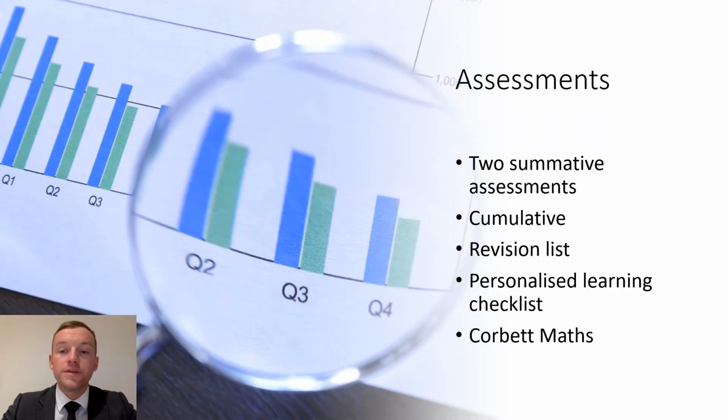This year there will be 2 summative assessments which will assess the pupil's knowledge on everything that has been learnt up until that point. Following the assessment, the pupils will gain a personalised learning checklist which will show where knowledge is secure and where knowledge isn't secure. The knowledge that isn't secure, pupils will be encouraged to watch the corresponding videos on Corbett Maths, practice questions, and then self-assess. Corbett Maths is a website that we use for every single year here at the Castle School, and we also use it as part of our revision strategy in preparation for the assessments.